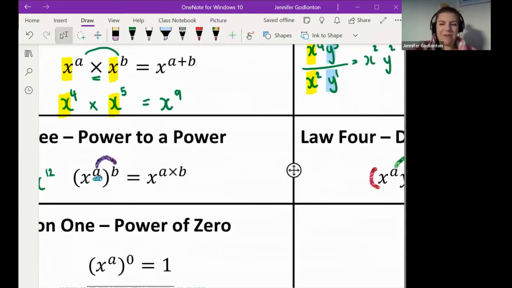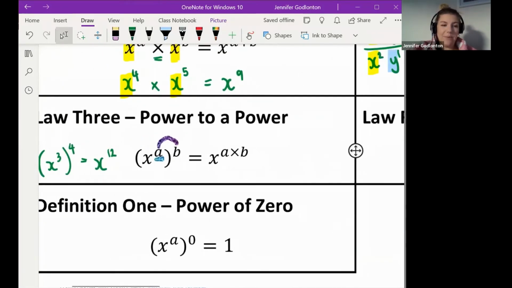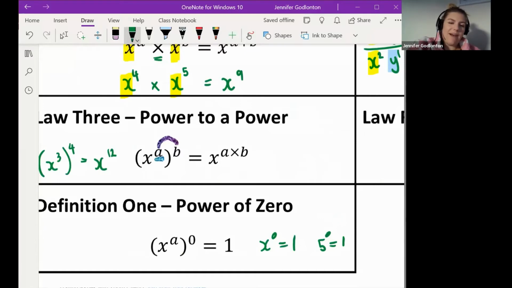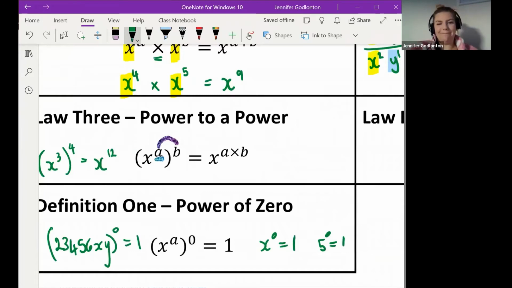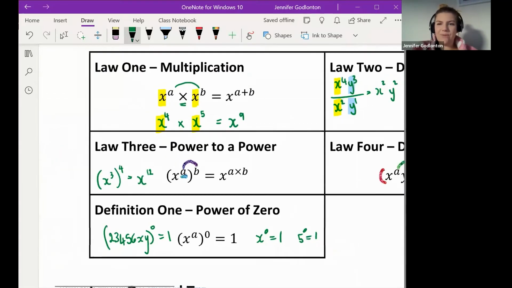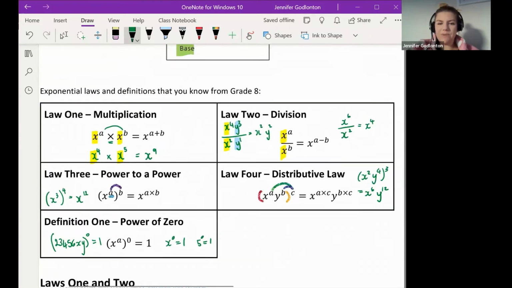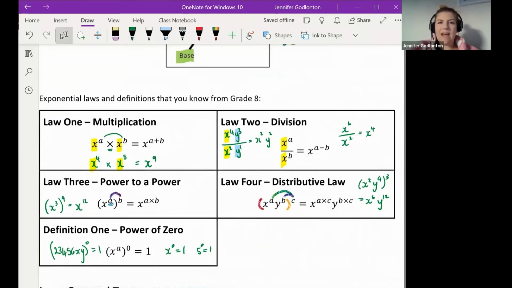And the last one we're going to talk about for our lesson today is the power of 0. Power of 0 is a really cool one. Anything to the power of 0 is 1. So if I had x to the power of 0, that's going to be 1. If I have 5 to the power of 0, that's going to be 1. If I had 23,456 xy and all of that was to the power of 0, that would equal 1. So anything to the power of 0 is going to equal 1. And those 5 rules are the ones that we are going to focus on today. And then on Thursday, we're going to bring in some negatives as well.